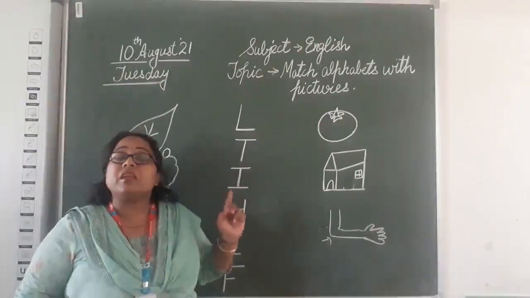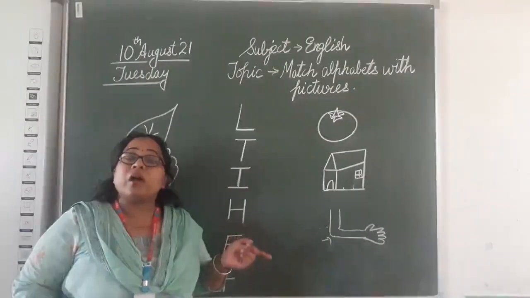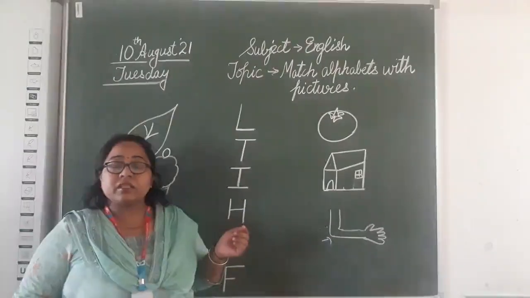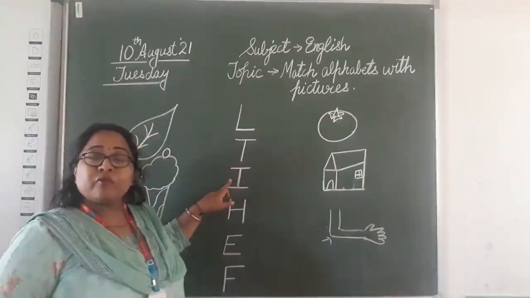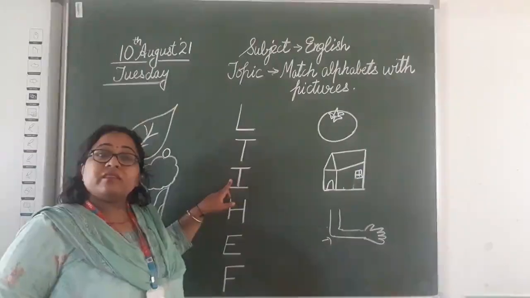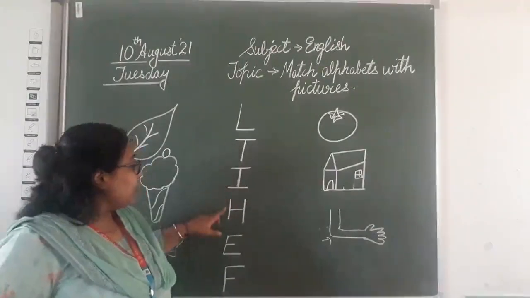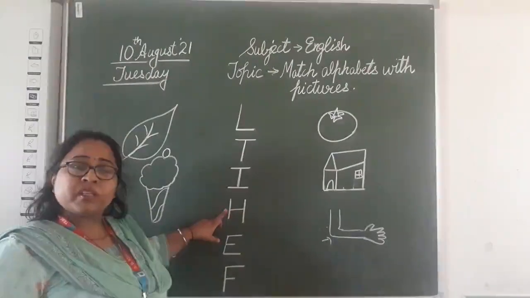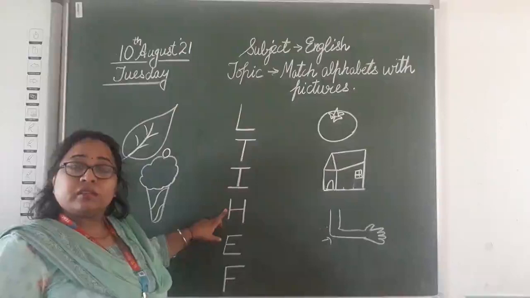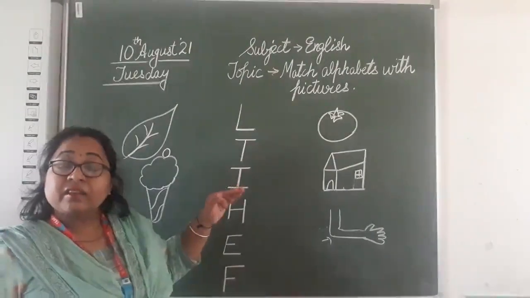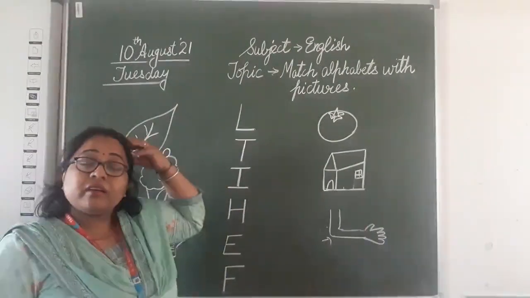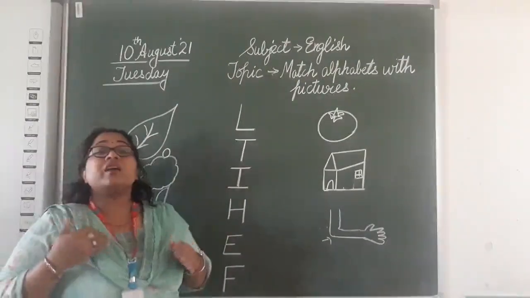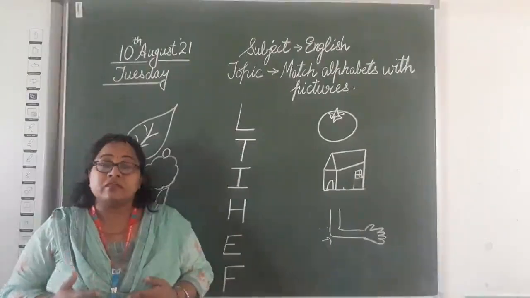I says E. Igloo, iguana, inkpot, ice cream, isn't it? So what is the sound of this alphabet? I says E. Then next we have done H. What is the sound of alphabet H? H. Hand. H. Hair. H. Head. H. Hat. So the sound that is coming out is H.